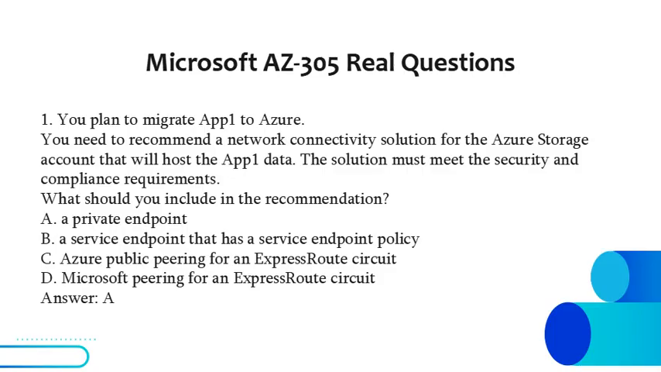1. You plan to migrate App 1 to Azure. You need to recommend a network connectivity solution for the Azure storage account that will host the App 1 data. The solution must meet the security and compliance requirements. What should you include in the recommendation? A. A private endpoint. B. A service endpoint that has a service endpoint policy. C. Azure public peering for an ExpressRoute circuit. D. Microsoft peering for an ExpressRoute circuit. Answer: A.